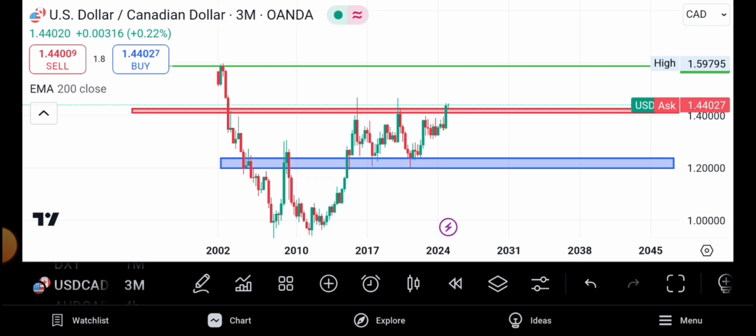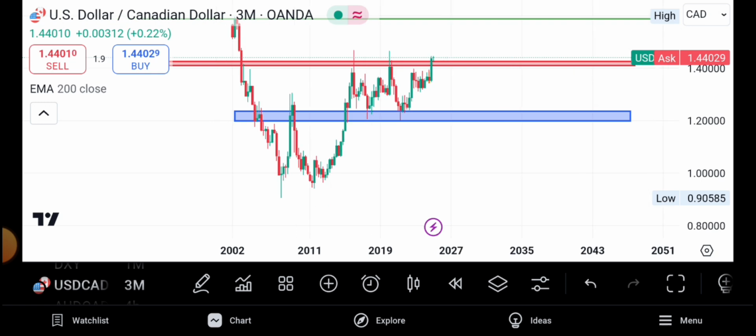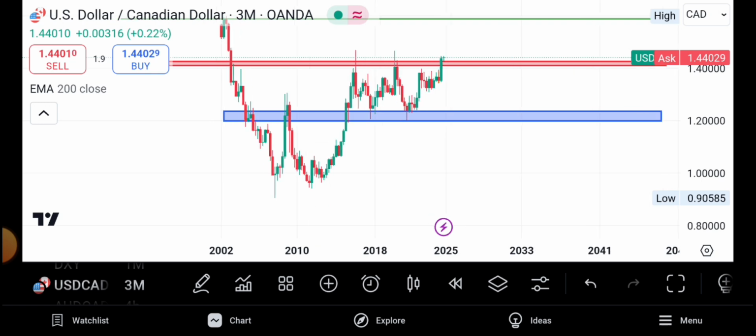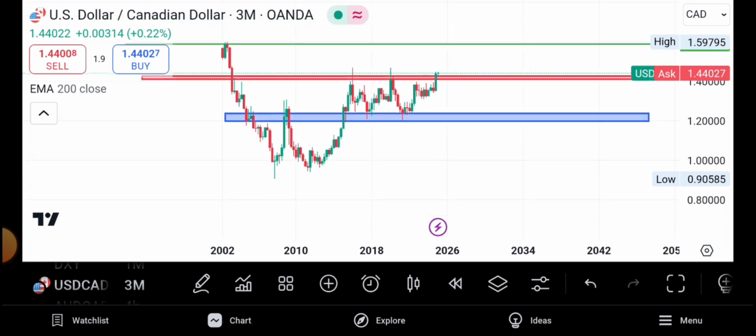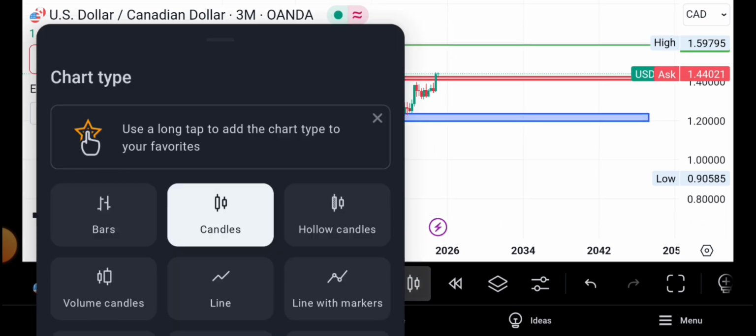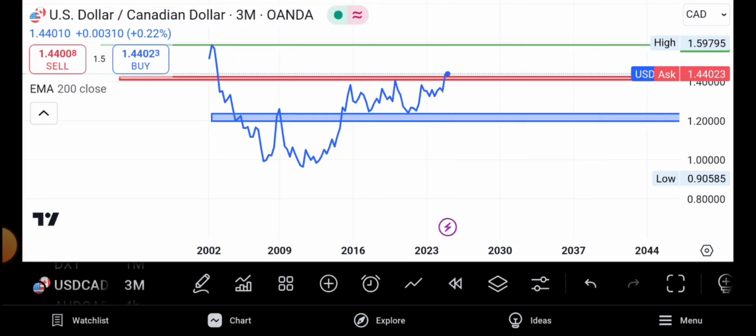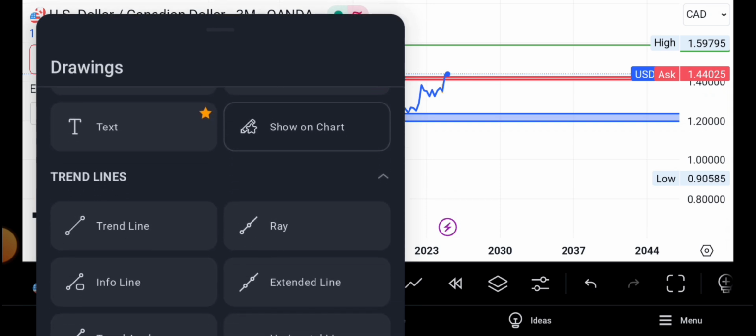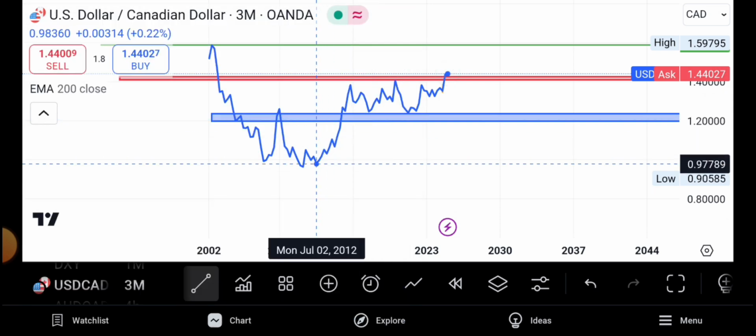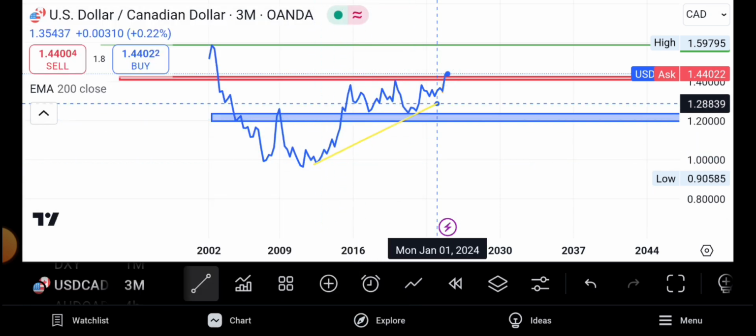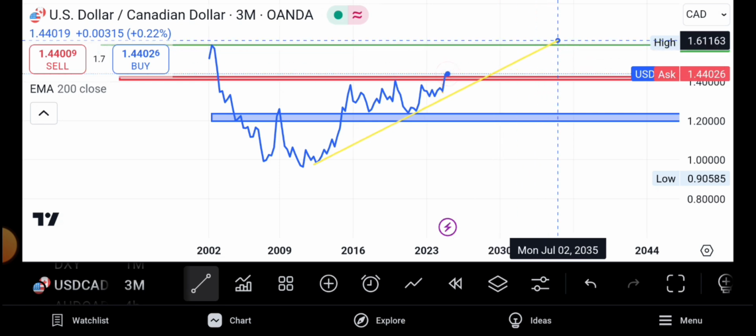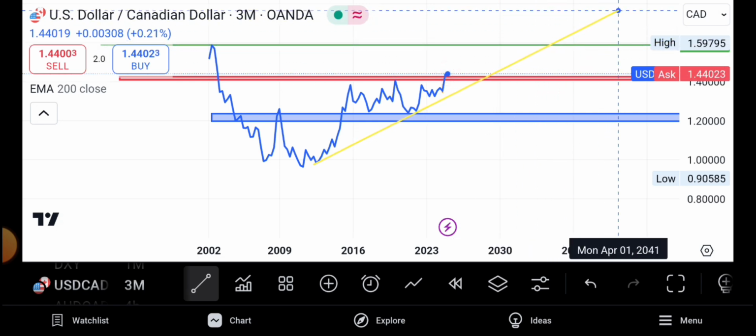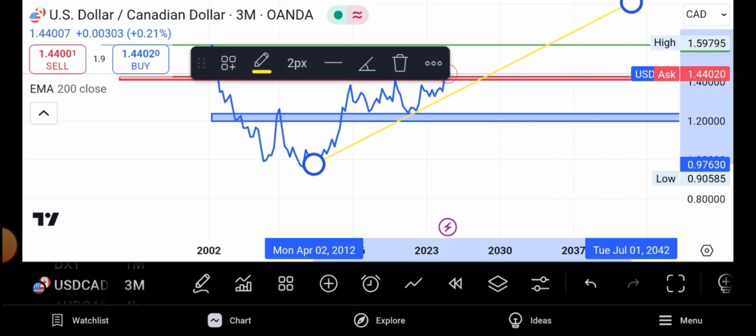So let us continue. Already in the 3-month time frame, we have marked our key areas. And allow me now to see, do we have an upward trend? Or can we come up with a channel here? Allow us to see. Yes, we have an upward trend.